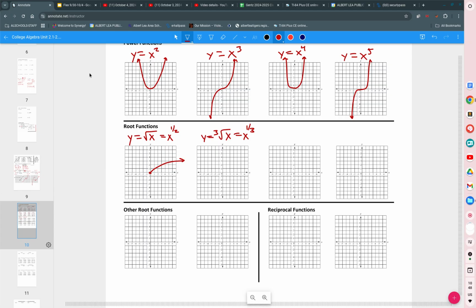But we said you can take the cube root of any number. Therefore, the cube root function has a domain of all real numbers. And so it goes both to the negative and to the positive.